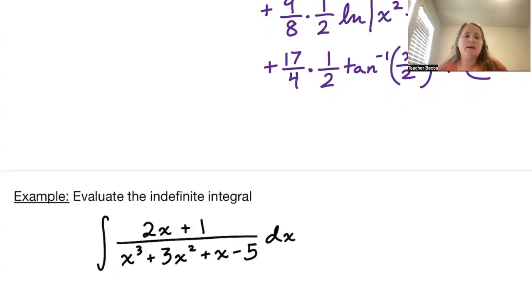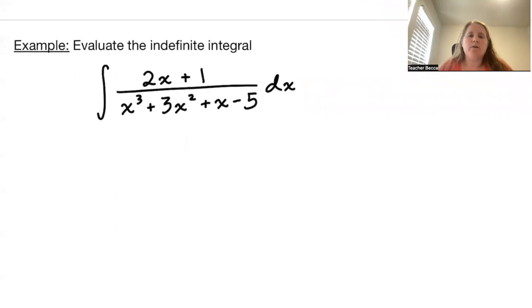Welcome to the second half of partial fractions with prime quadratic factors. So this time around, we are looking at the indefinite integral, the integral of 2x plus 1 over x cubed plus 3x squared plus x minus 5 dx. So again, the first thing that we need to do is factor the denominator.